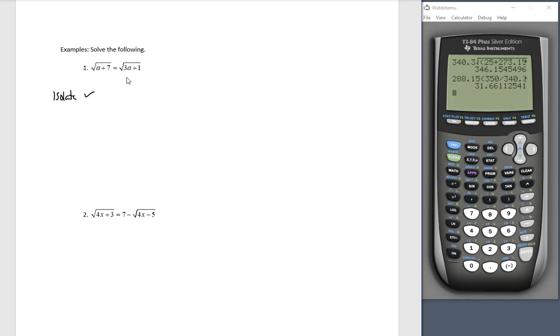All right, they're both isolated, it doesn't matter. So let's square. When we square both sides, the square cancels out the square root. We'll have a plus 7 equals 3a plus 1. And now we just solve. Just solve like we normally would. Let's take the 3a to the other side.